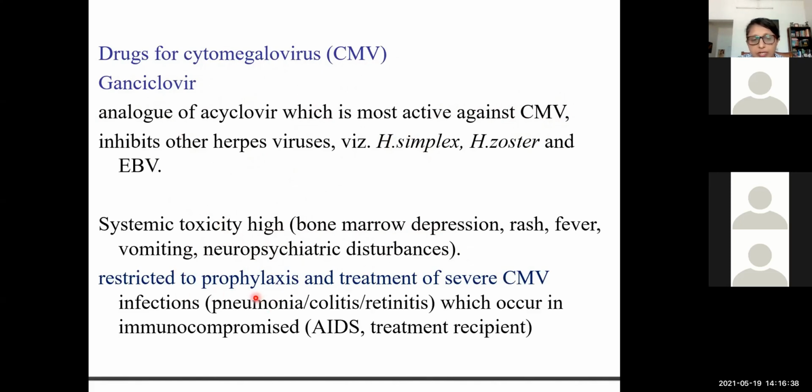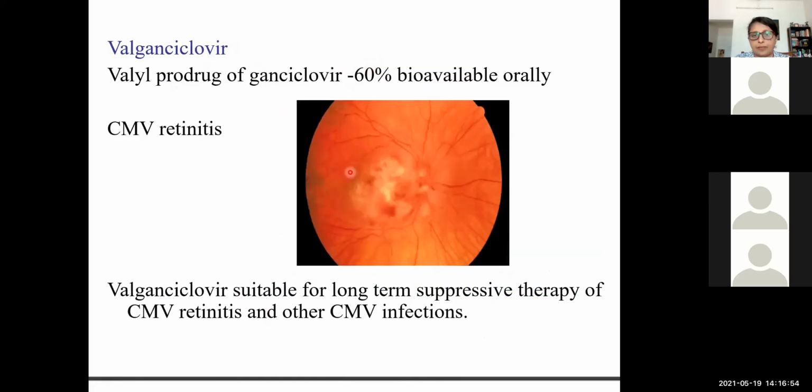In cytomegalovirus infections, there may be pneumonitis, colitis, but mainly it is retinitis. It occurs mainly in immunocompromised patients. In such cases, we can go for ganciclovir. So that is the drug for cytomegalovirus. This is the CMV retinitis on the retina. There is inflammation and all the changes.